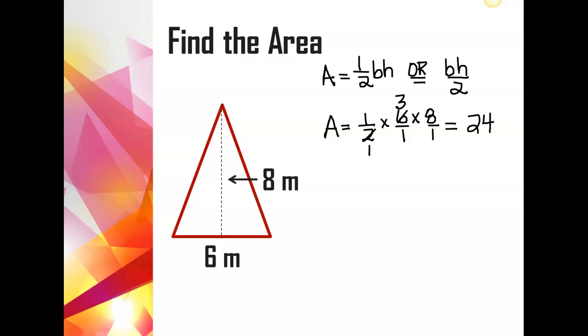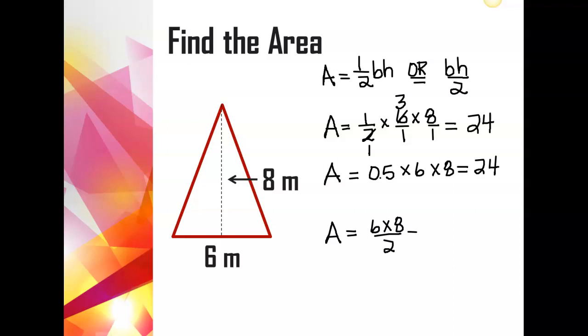Another way to do the calculation using this formula is to change 1/2 into the decimal 0.5. Then you can multiply 0.5 times 6 times 8, and you will still get the same answer of 24. Using the second version of the formula, I would write 6 times 8 over 2. This gives me 48 divided by 2, which also equals 24.